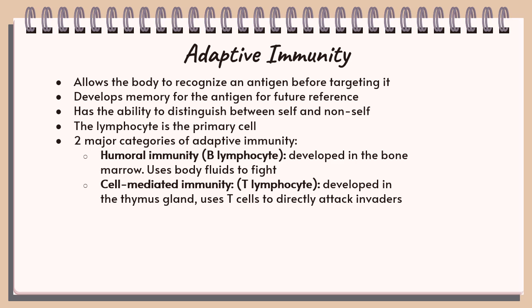The lymphocyte is the primary cell. There are two major categories of adaptive immunity: humoral, which is your B lymphocyte, and cell-mediated, which is your T lymphocyte. Remember, your B lymphocyte develops in the bone marrow and uses body fluids to fight. Your cell-mediated immunity develops in the thymus gland and uses those T fighter cells to directly attack invaders, so it's a little more intense of an attack. Typically, with adaptive, you've experienced this before, your body remembers it, and then it targets and attacks it.